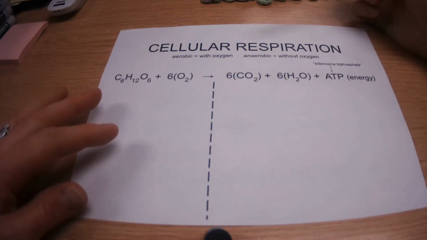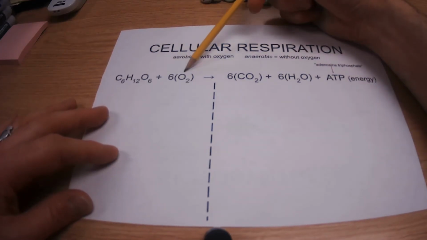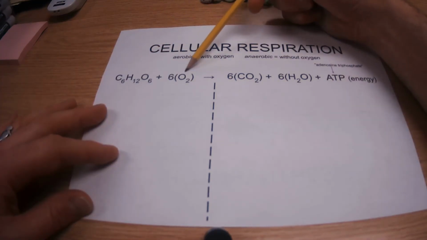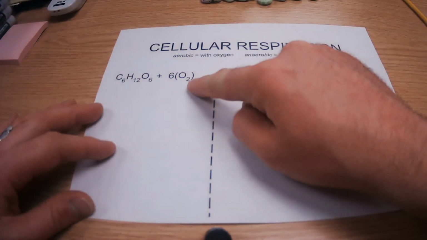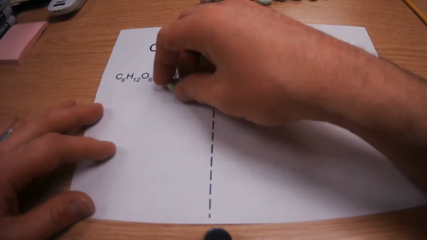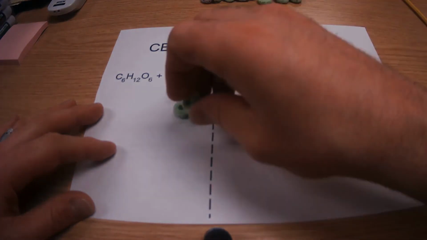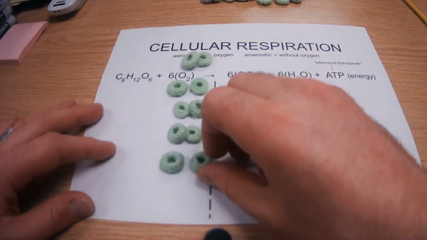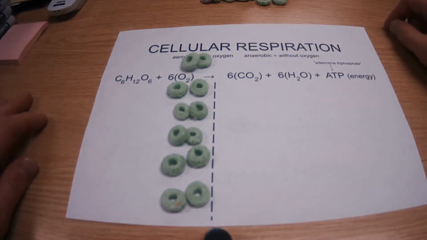So let's look at this one. Beginning with sugar molecule and oxygen molecule. Hey, I'm eating food to get sugar. I'm breathing to get oxygen. So let's build these things. 6 O2. 1, 2, 3, 4, 5, 6 O2. Hey, this is the same stuff we just finished with in photosynthesis.